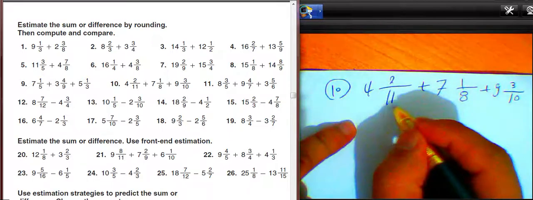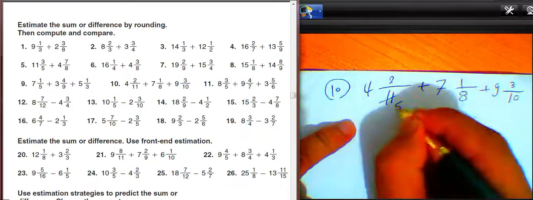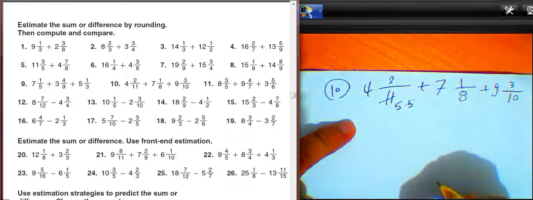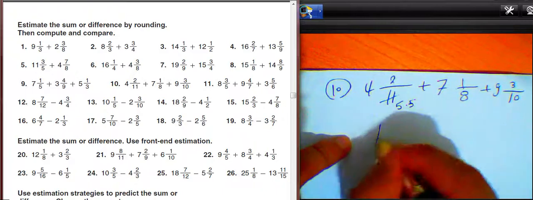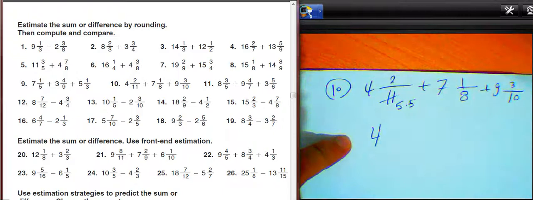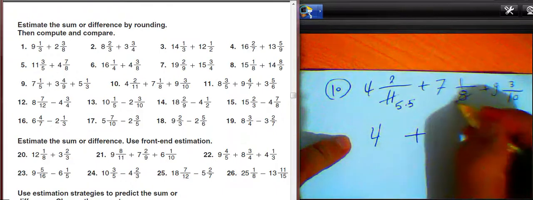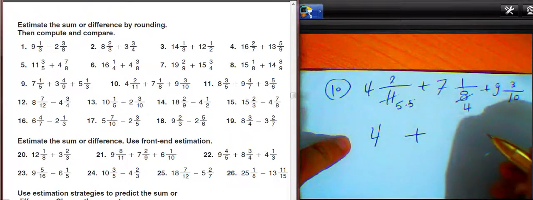2 is less than half of 11. Half of 11 equals 5 and a half, or 5.5. 2 is less than 5.5, so the next number is 4. And half of 4 equals 8. Half of 8 equals 4.